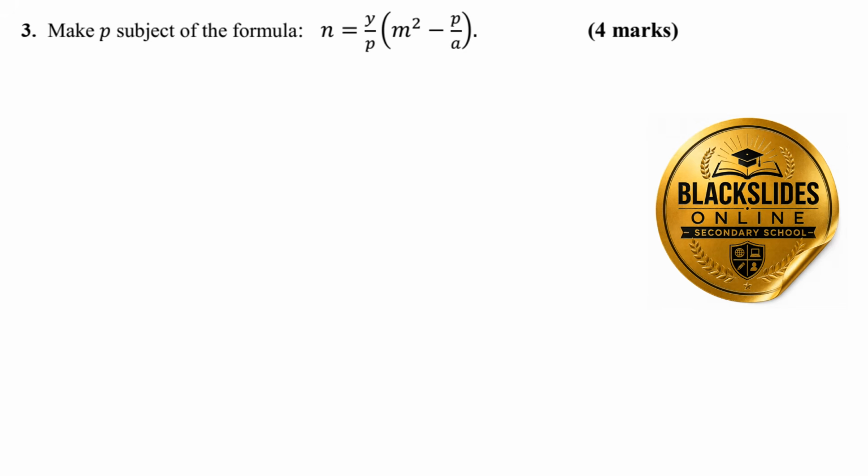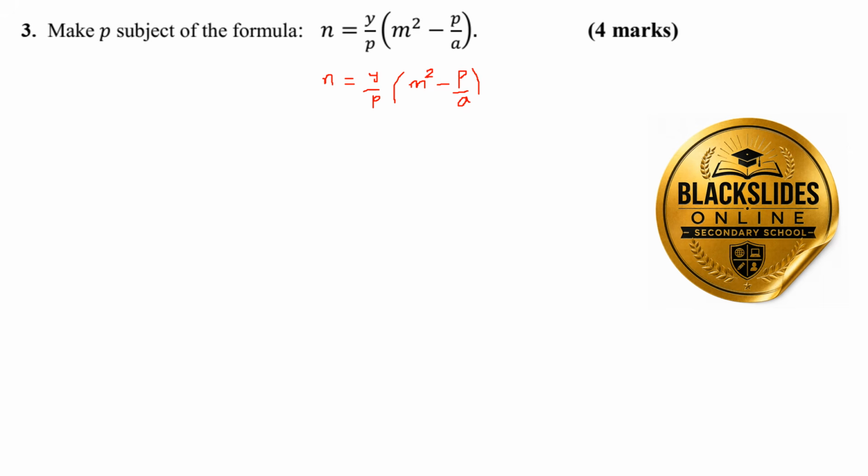So in order to do that, let's have the expression down here. So n, we are told n is equal to y over p, open brackets m squared minus p over a. What we've done here is just to copy the expression, bring it down here. There isn't much that has been done. Just copy.